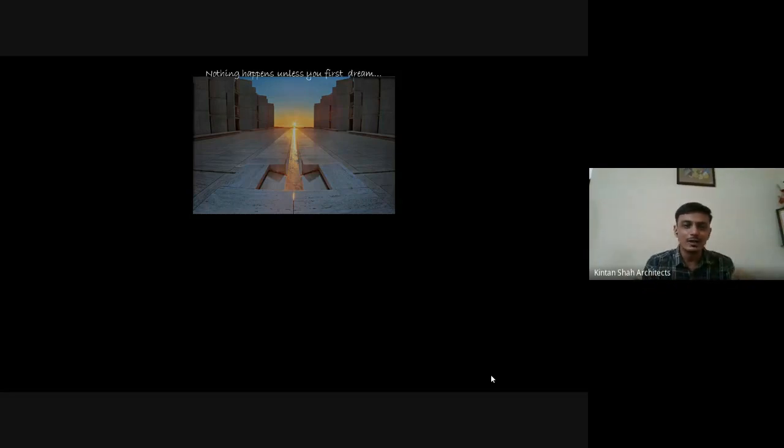And look at the beauty of human intervention. It is in no way trying to hog on to that space that is there in nature. It adds on to the value. You know, it frames that nature. Instead of framing your building, it is framing nature.